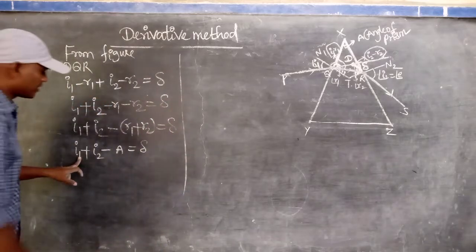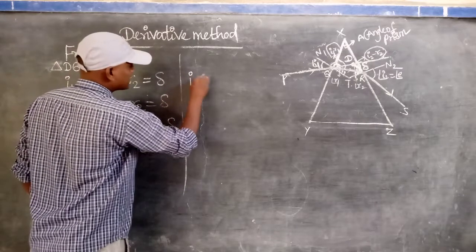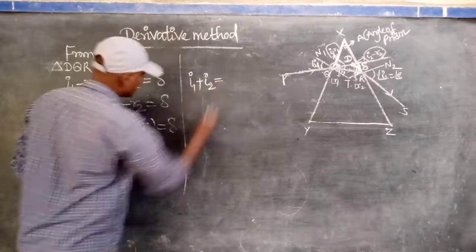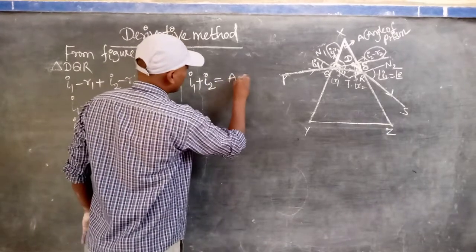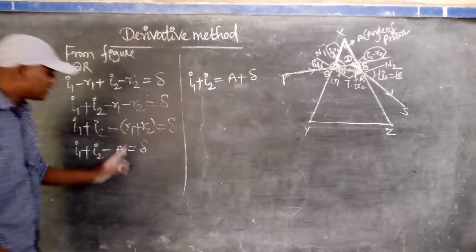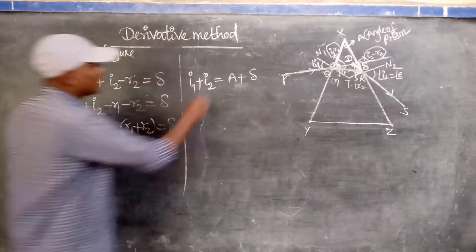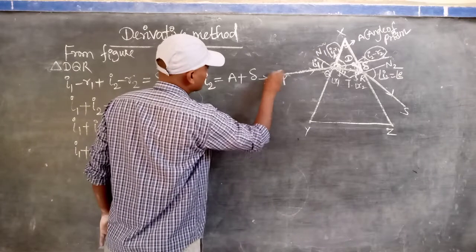Now I1 plus I2 is equal to, minus A transferred to the right hand side, A plus delta or delta plus A. It is the equation number 2 we have mentioned.